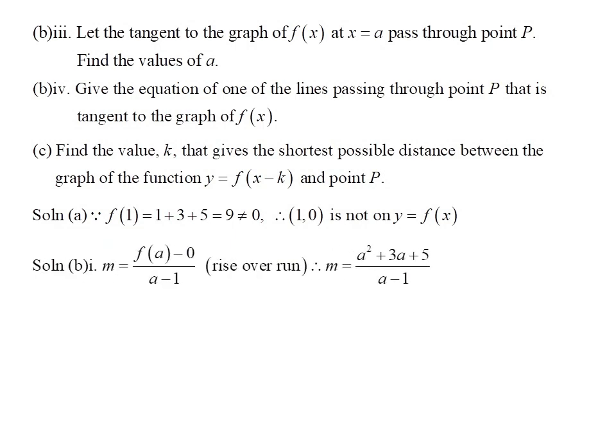As for part B, subpart 1 is to find the slope of the line connecting points P and Q. Hence, the slope equals rise over run, which gives m equals f of a minus 0, over a minus 1. Since f of a equals a squared plus 3a plus 5, this gives m equals a squared plus 3a plus 5, over a minus 1.